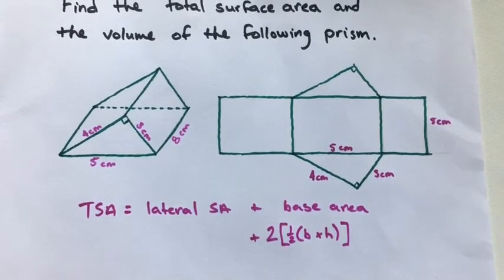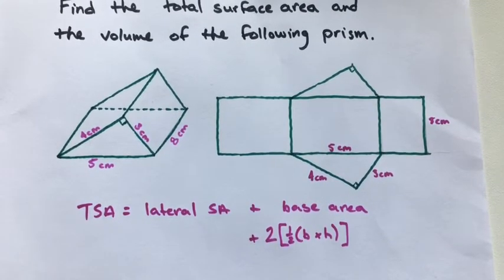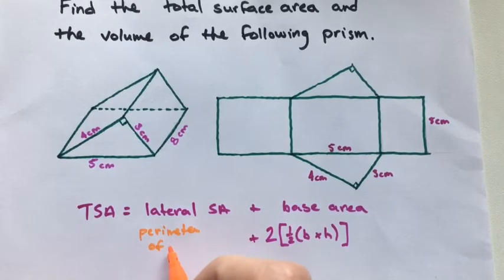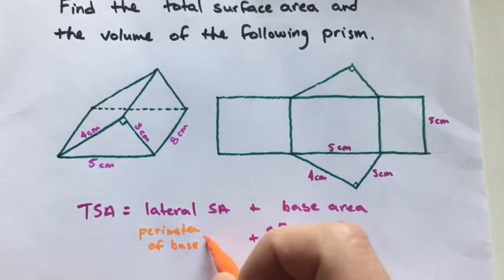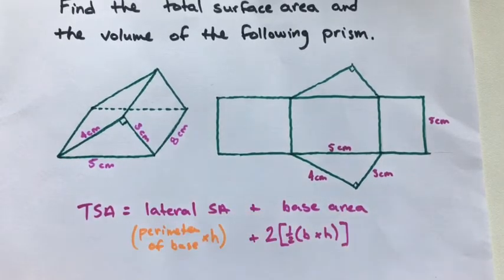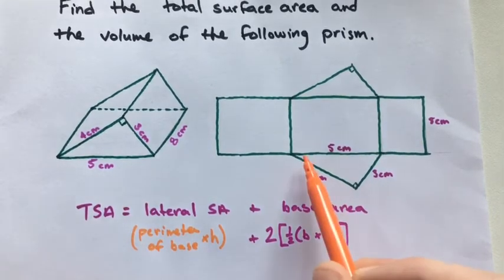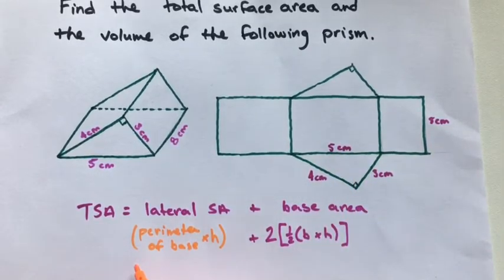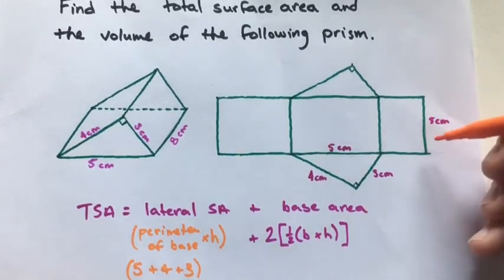Alright, and for the lateral surface area, let's actually use a different color. Let's use orange. The lateral surface area of a prism is pretty easy as well. It's just the perimeter of your base times the height of your prism. So let's look at this. The perimeter of my base. The perimeter is the outside of the shape, and we know one side is 5, one is 4, and one is 3. So 5 plus 4 plus 3, and all of that is times my height, which is 8.